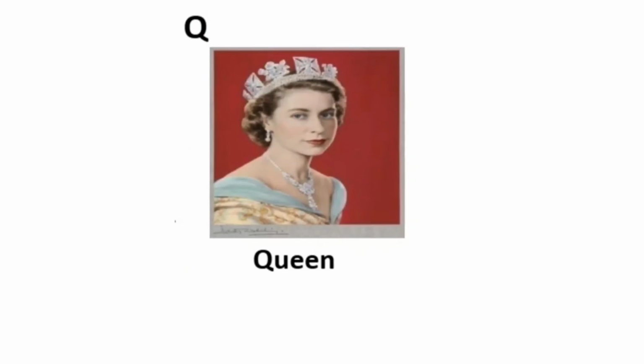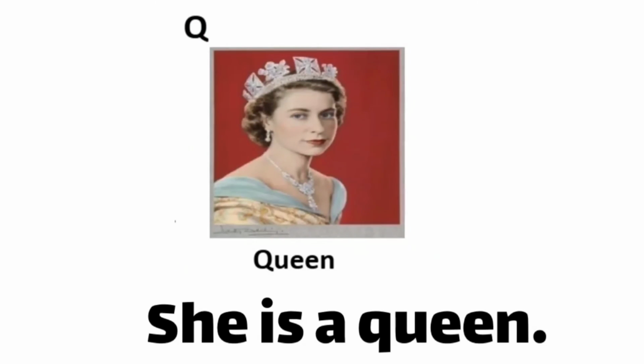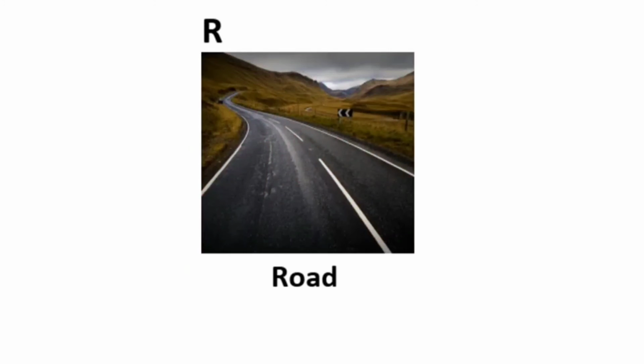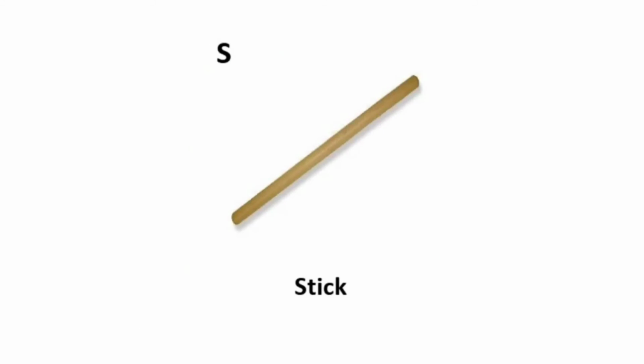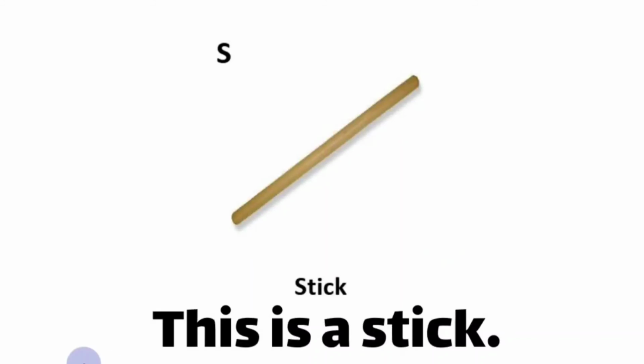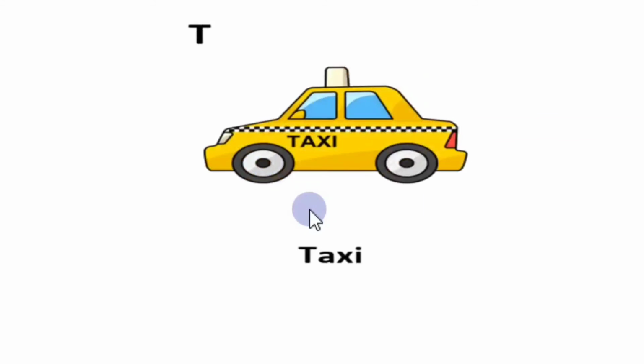Queen. She is a queen. Road. This road is clean. Stick. Now this is a stick. Maybe teachers use it, right? This is a stick.